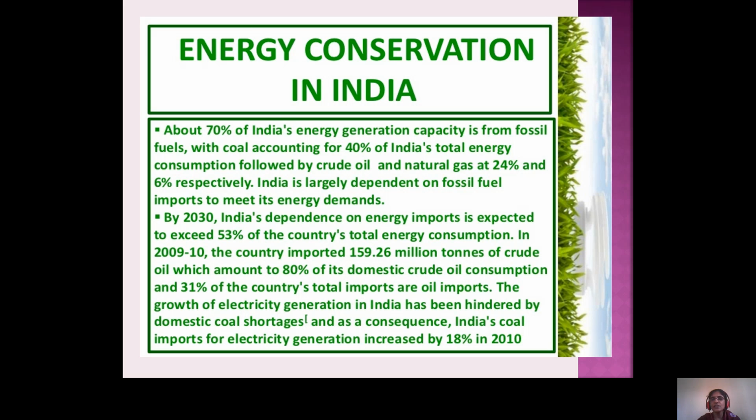In 2009 to 10, the country imported 159.26 million tons of crude oil, about 80% of its domestic crude oil consumption, and 30% of the country's total imports are oil imports. The growth of electricity generation in India has been hindered by domestic coal shortages. So Indian coal imports for electric generating increased by 80% in 2030. So, how much energy conservation is there in India?